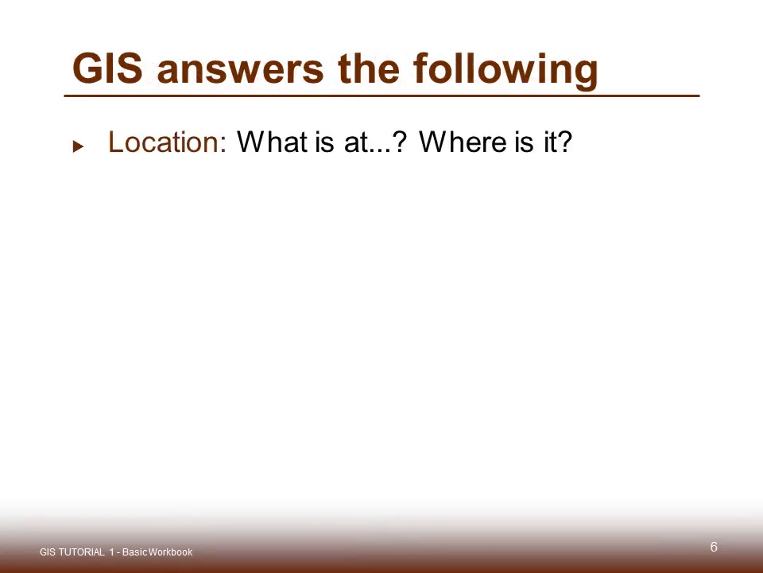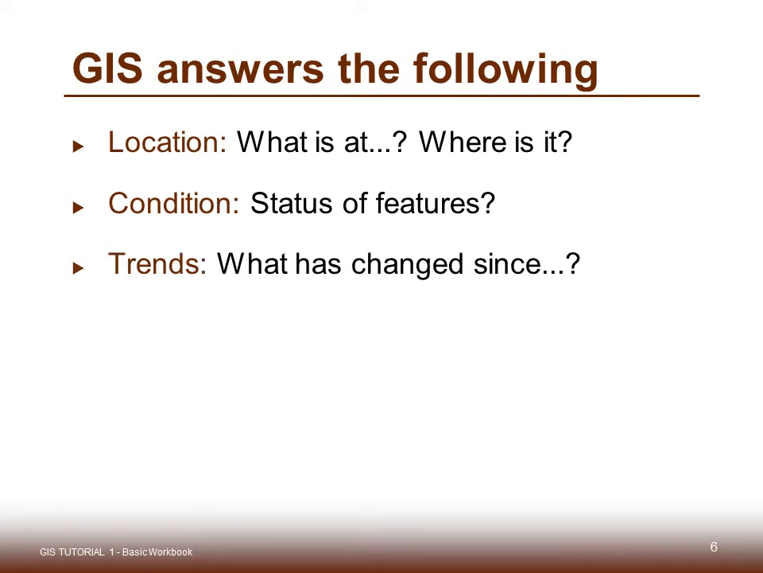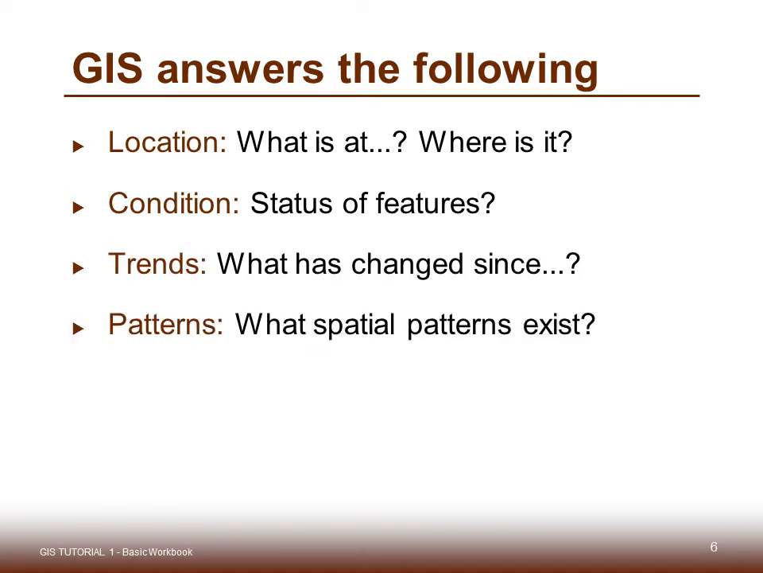GIS answers the following questions. First of all, the main location question, the where is it question. As we've already seen in the lecture on spatial analysis, you should be getting the idea that this location question is much more robust than simply knowing where something is on the map. We can also add information and analyze information about the status of features. What's the condition of the topic we are looking at in a given map? How has it changed over time? And what are the spatial patterns we can see there?